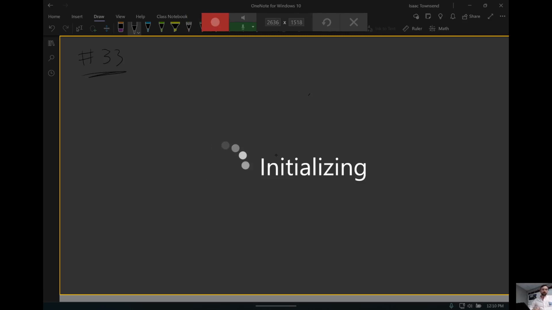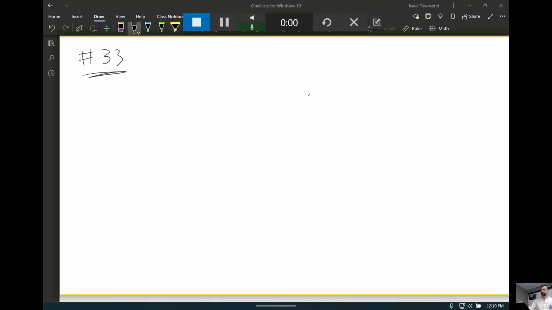All right, question 33 says, find a 4th degree polynomial with real coefficients that has zeros of -3, 2, and 3i.